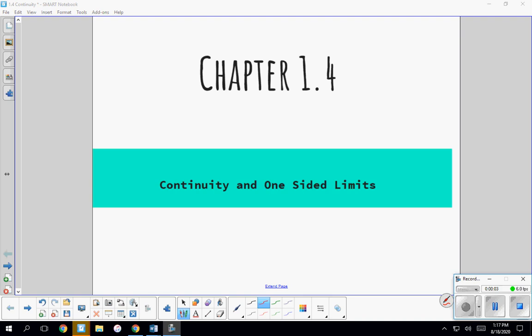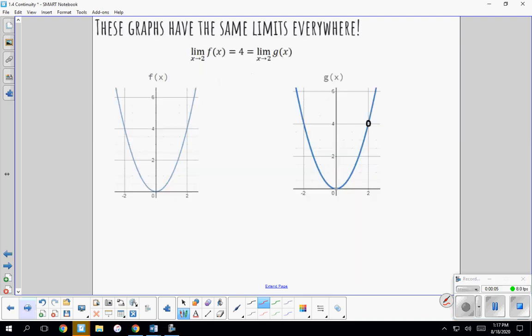In this video, we're going to talk about continuity and one-sided limits. So we've seen before graphs that have the same limits everywhere. We know that if we want to find the limit as x approaches 2, we have to go towards x equals 2 from both the left and from the right. And whatever that given y value is our limit. So in this case, we have 4.